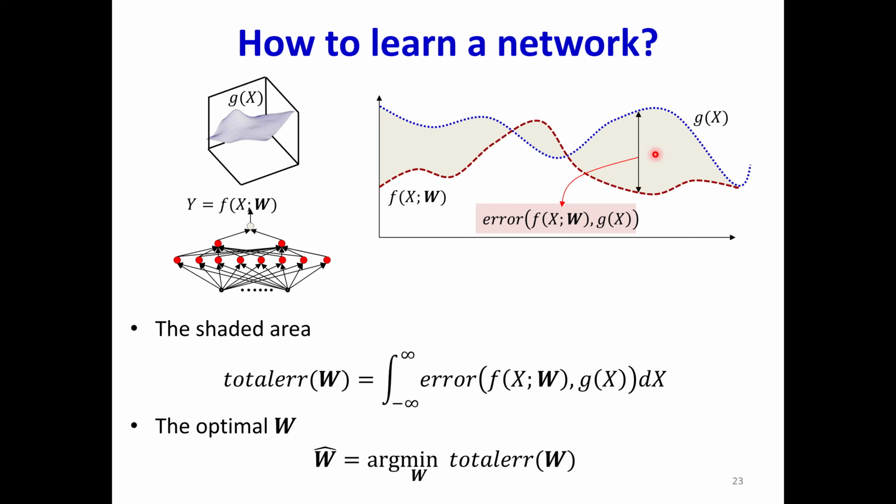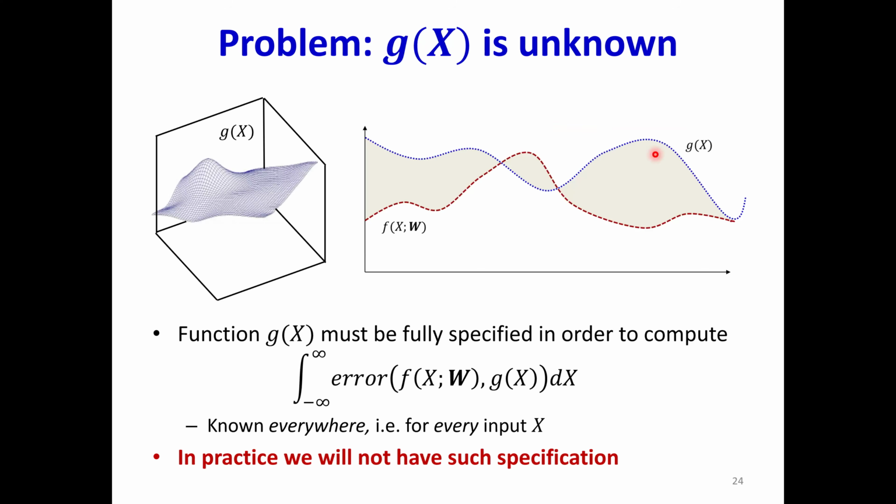Okay, so this is easy enough, right? But then, in order to compute this error, we need to know the function g of x everywhere. Otherwise, you won't be able to compute this error function at every x, and you won't be able to compute this integral. In practice, we are not going to have g of x. If we had g of x, why bother learning a network to compute the function? You already have the function.